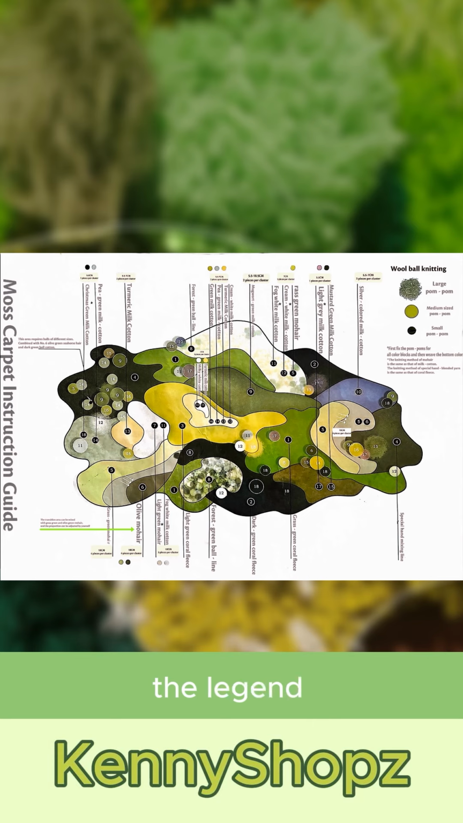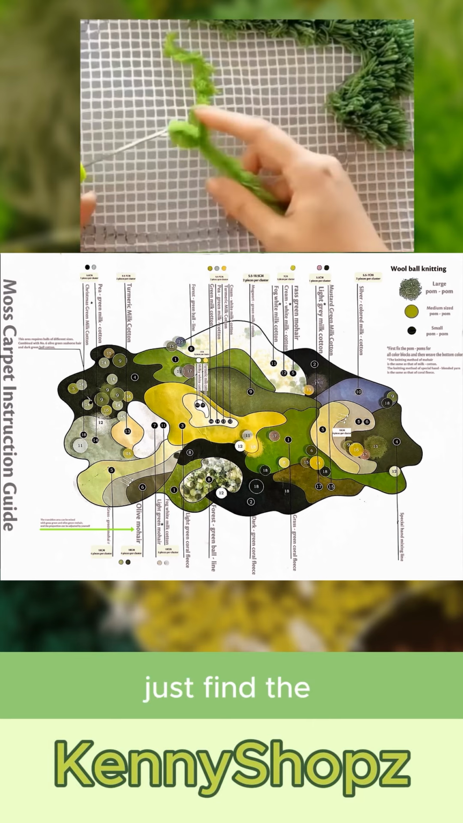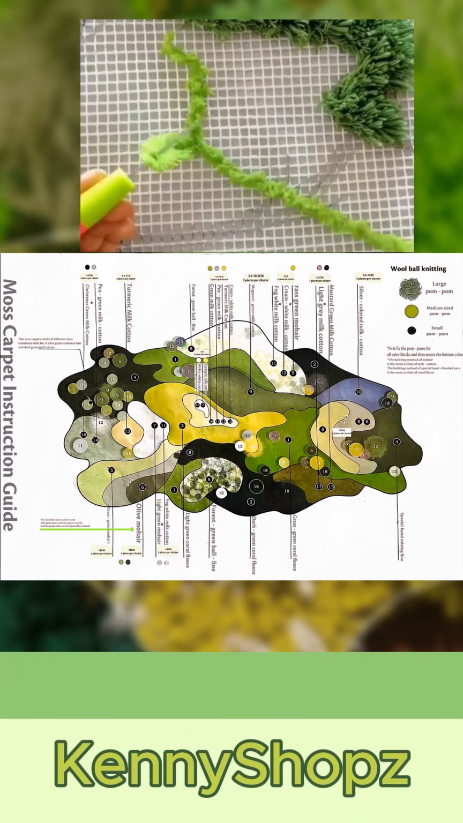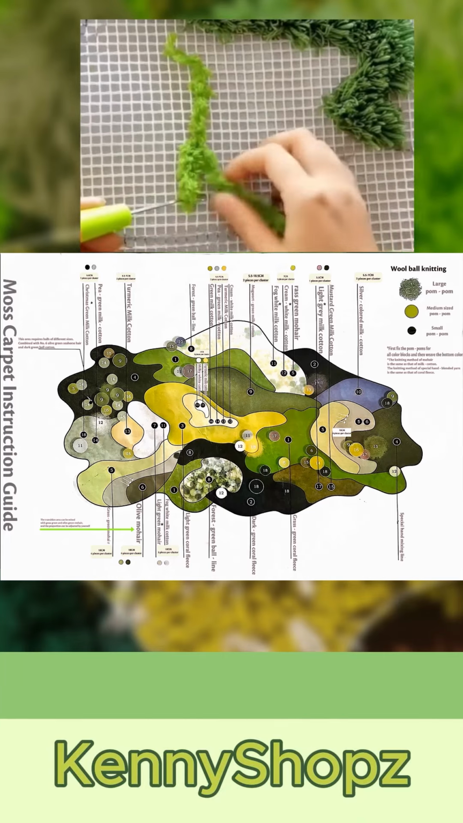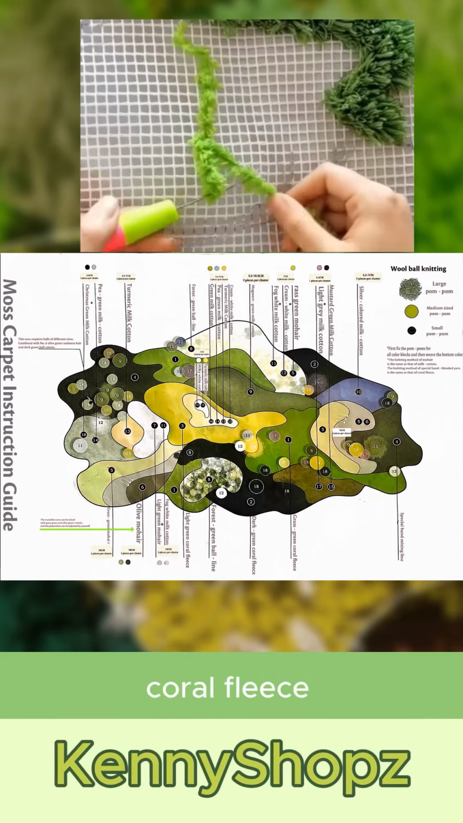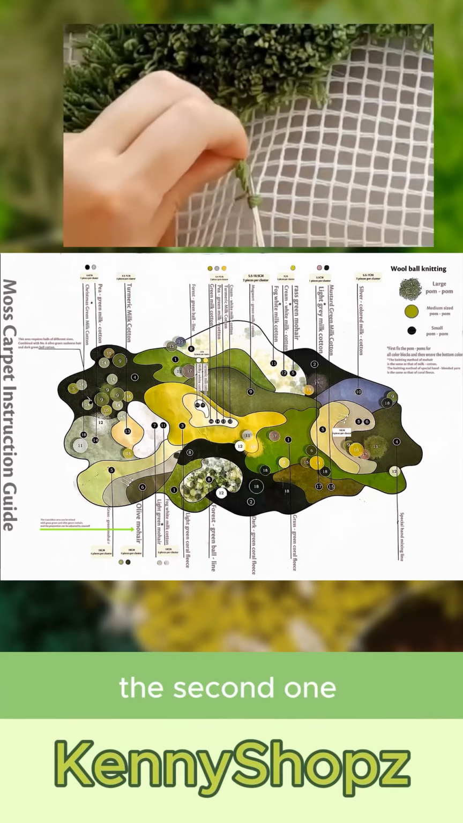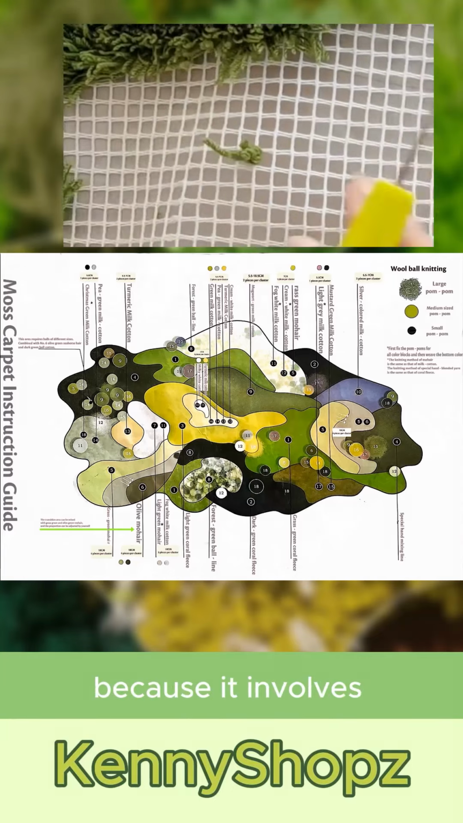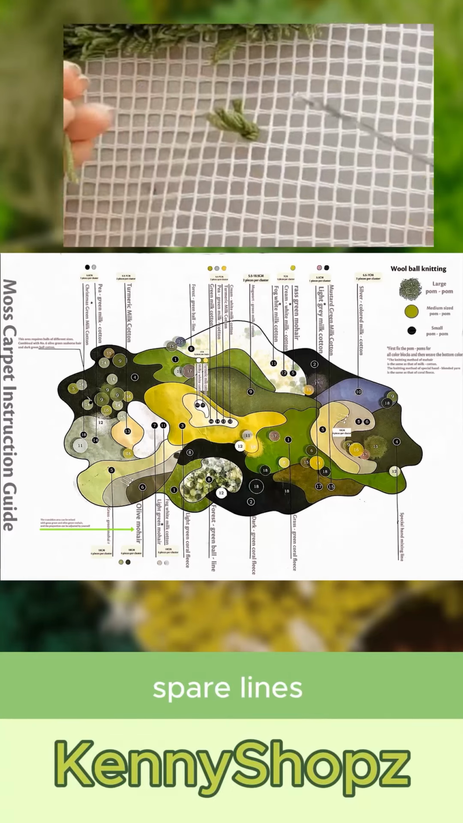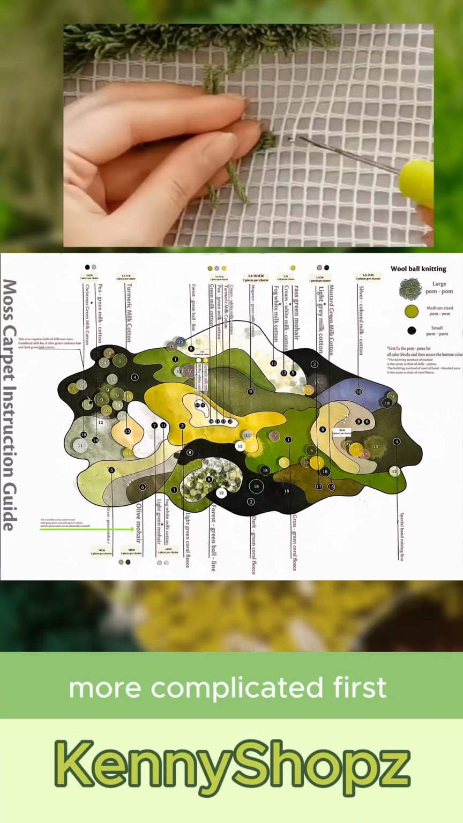How to read the legend. The coral fleece on the drawings is woven with one line. Just find the corresponding color. For example, the number here corresponds to dark green. There are not many marks on coral fleece. The second one is milk cotton. I will focus on milk cotton because it involves mixing and matching spare lines. It will be more complicated.